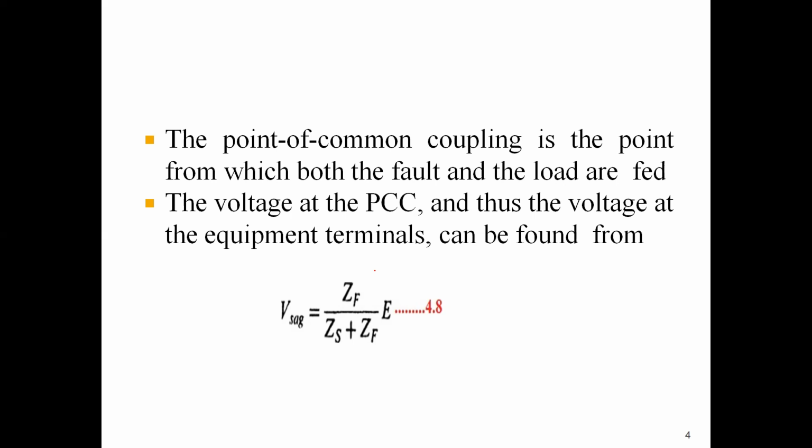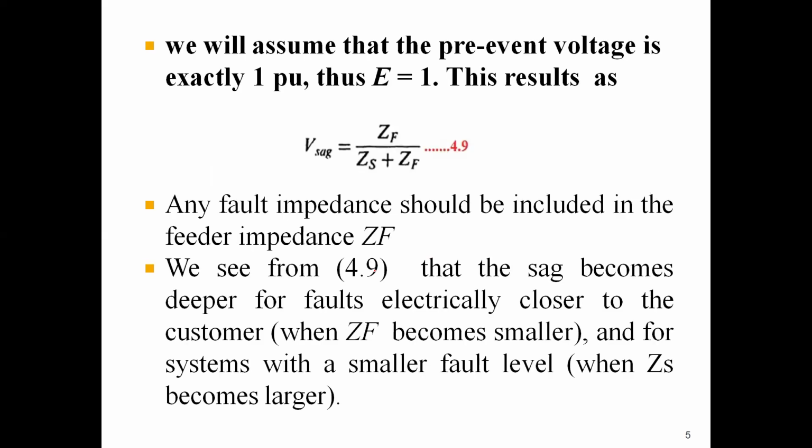As you know, we always deal in the per unit system. So the source voltage E can be assumed as 1 per unit, and then the sag equation is converted in terms of only impedance, that is, the voltage sag at the point of common coupling is ZF by ZS plus ZF. As I already said, any fault impedance has to be included in this feeder impedance. ZF is not the fault impedance, it is the feeder impedance, and the fault impedance if any fault has occurred.